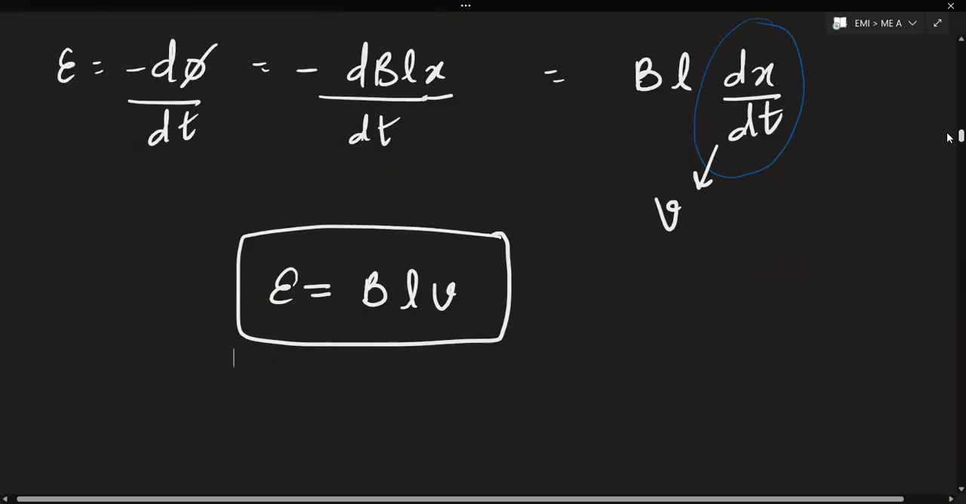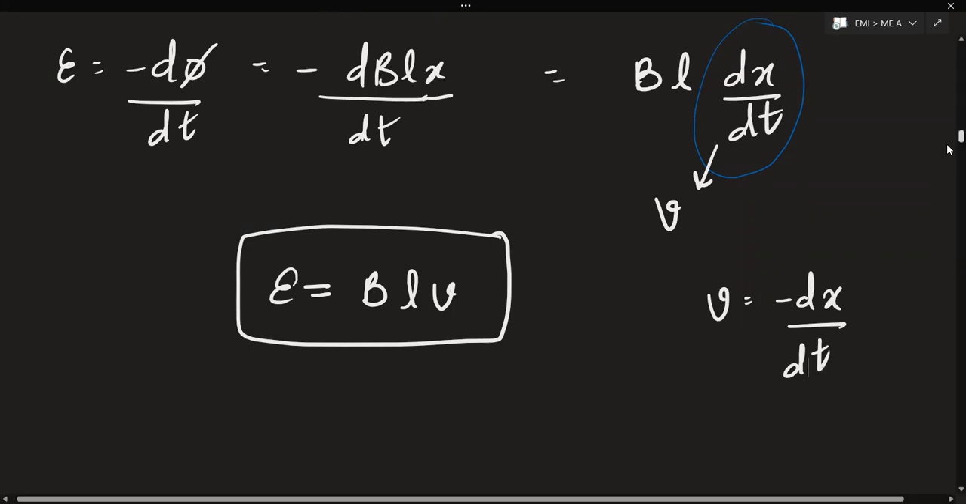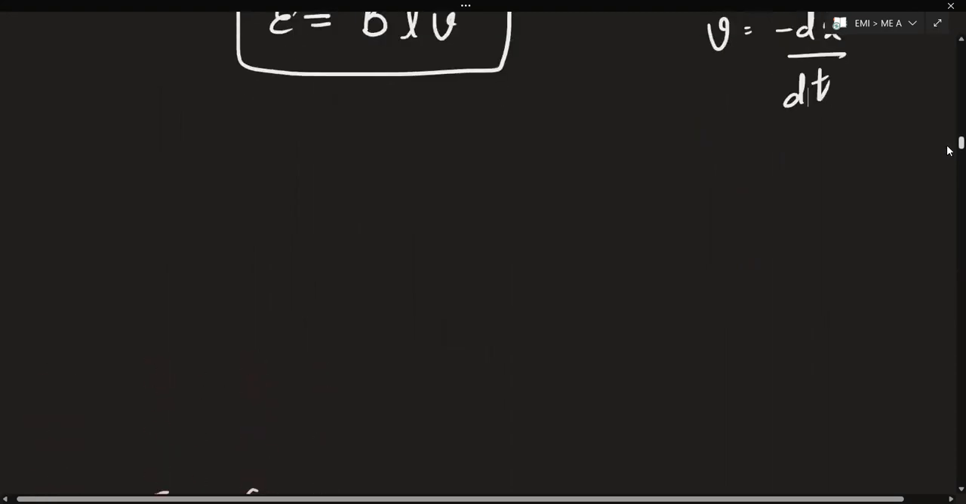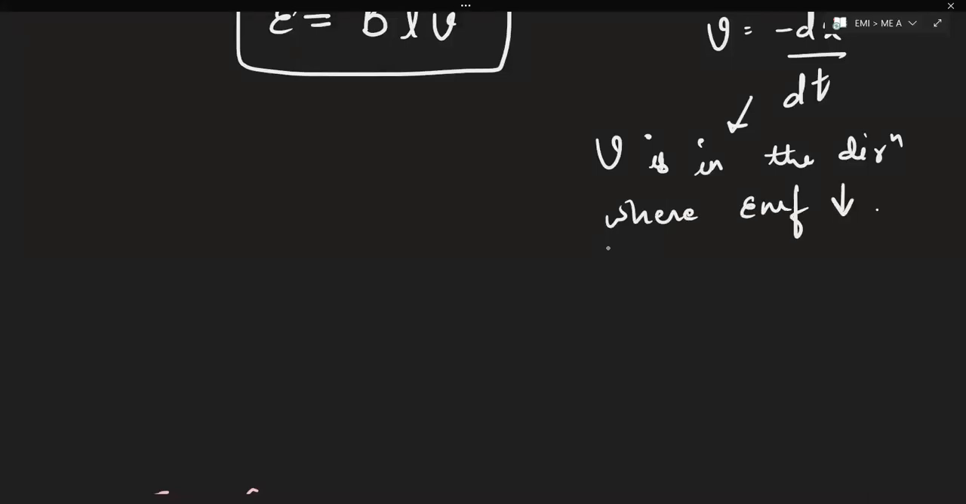Actually, we have included the negative sign within this velocity, taking it as dx over dt. Why have we considered the negative sign within this velocity? The reason is simple: velocity is in the direction where the flux is decreasing. That's why we have taken this negative sign. But you can ignore this.